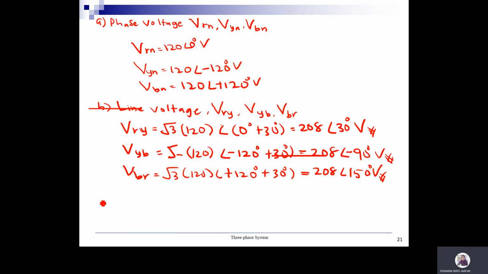Okay, and C. Show all the voltages in a phasor diagram. From this equation, you transfer to a phasor diagram. So this one I'm not going to show you. You can try yourself. Draw the phasor diagram.